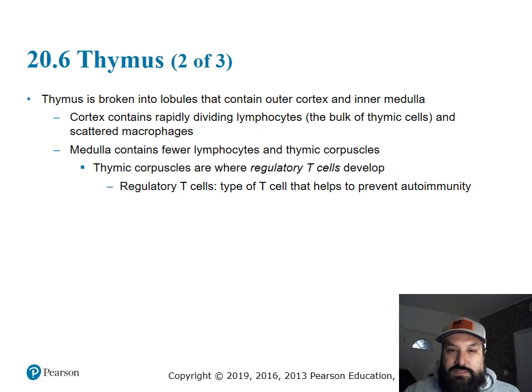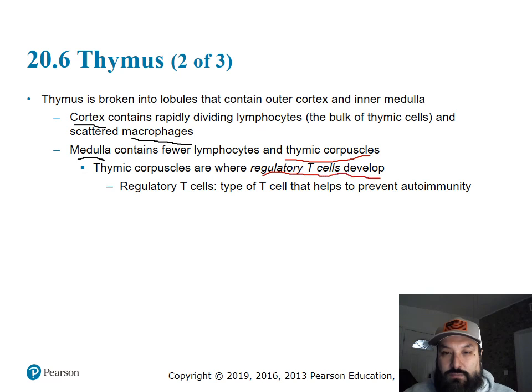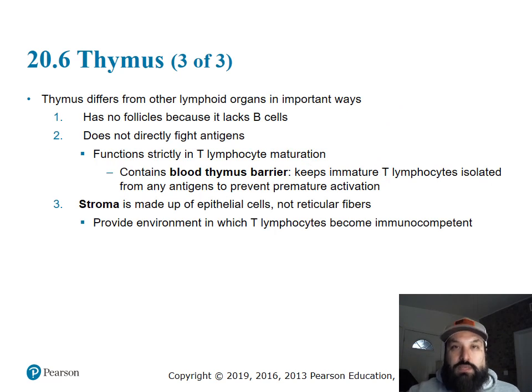This talks about the cortex. Okay. The cortex of our thymus actually has macrophages. This is kind of where we're destroying antigens. And in our medulla, we have what we call thymic corpuscles. Thymic corpuscles are where you're going to have regulatory T cells developing. Okay, so the inner portion of the thymus is where you're going to have these regulatory T cells getting mature, right?